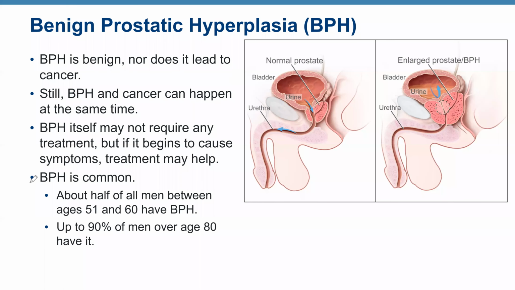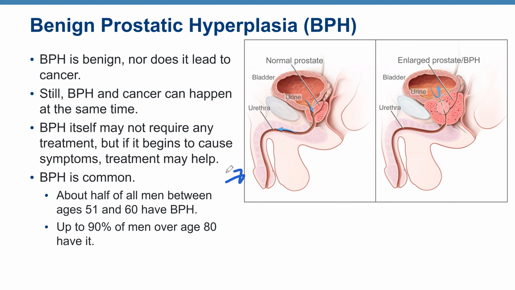Now, why are we talking about BPH? Because it's a very common condition. About half of all men between age 51 and 60 have BPH, and up to 90% of men over the age of 80 have it. So you can see that it's a very common condition. So it's good to know about it.